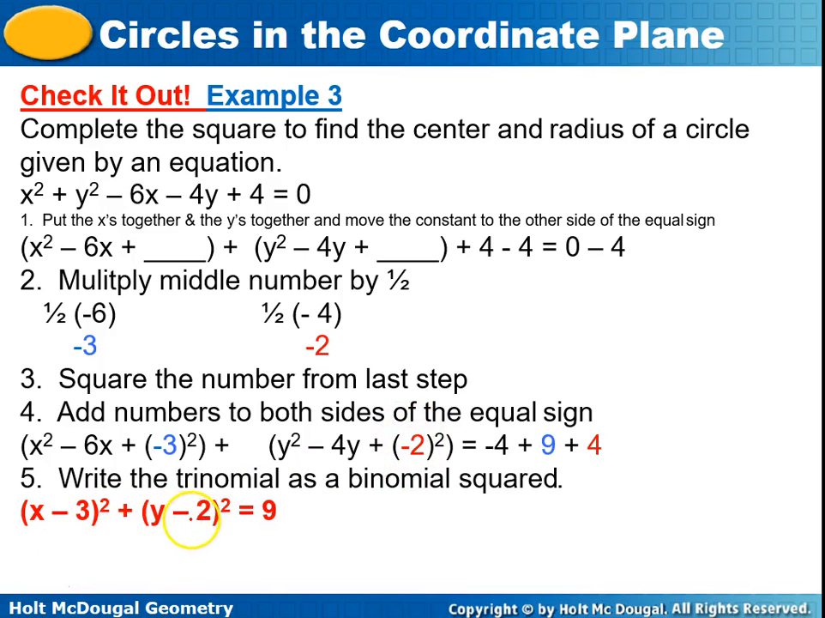So it's y minus 2 squared. And then we're going to take this 9 because, again, we got minus 4 here and 4. So those two cancel each other out, so we're only left with a 9.